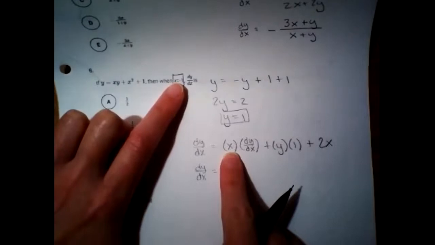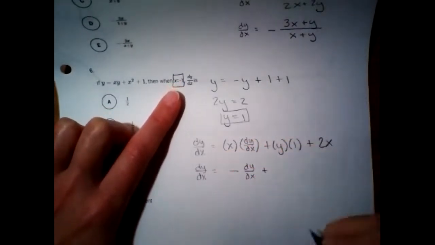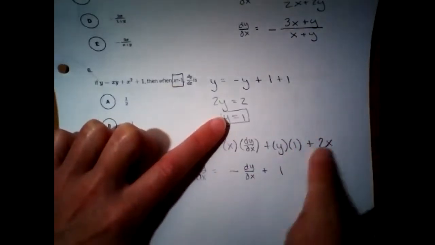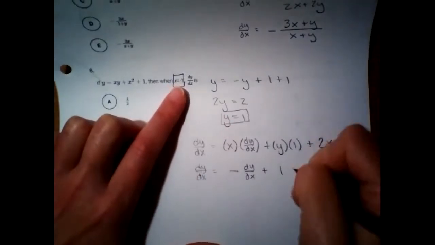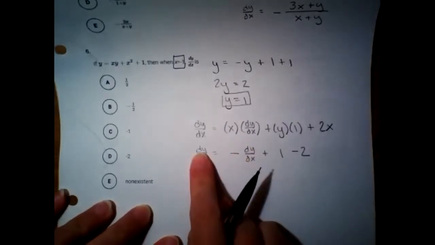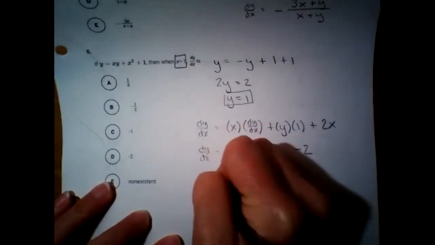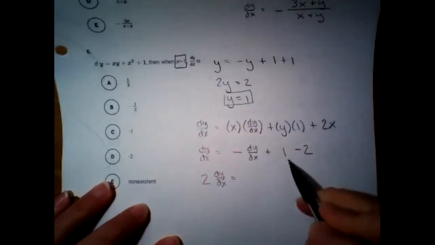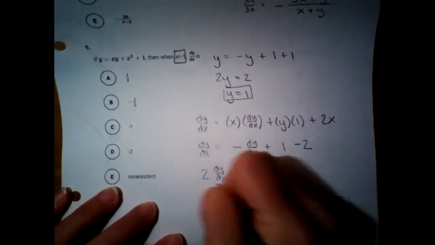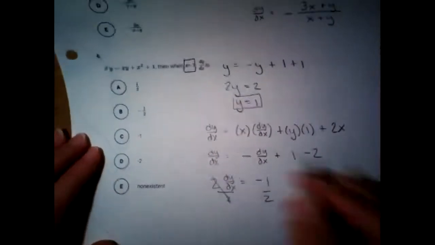So if x is -1, this is going to be -1 dy dx plus, if y is 1, this will just be 1. And then if x is -1, this would be a -2. So we're going to add this dy dx over. So dy dx plus dy dx would be 2 dy dx. And then over here we have 1 minus 2, which is -1. And then we're going to divide both sides by 2. So -1/2. So that one is B.